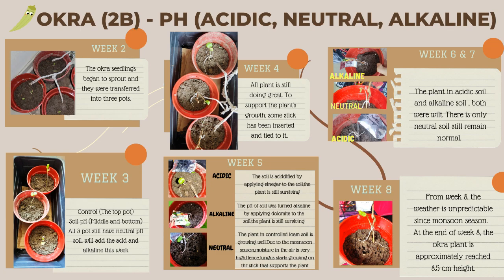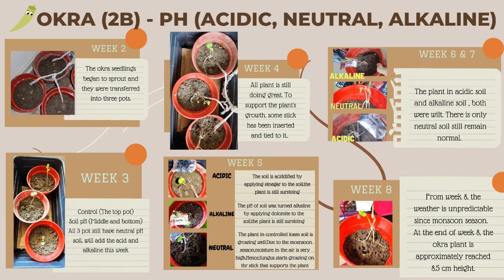At week 3, the synthetic vinegar and alkaline dolomite were added to the 2 pots to alter the pH level. The only pot left will be the neutral. The soil pH level was determined to be acidic 6.31, neutral 6.64, or alkaline 7.04.